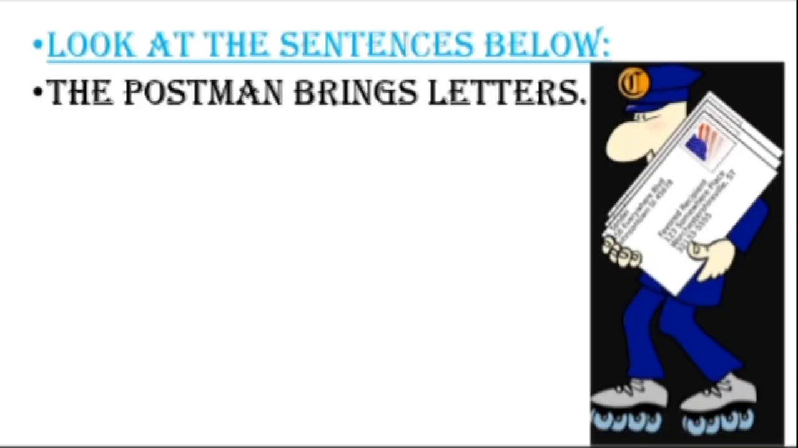Look at the sentence below. The postman brings letters. Now if you ask a question, who brings the letters? The postman. About whom are we talking in this sentence? The postman. So the postman is the subject. And what does he bring? What are you saying about him? That he brings letters. So brings letters is the predicate. Is it clear? Okay. Next example.